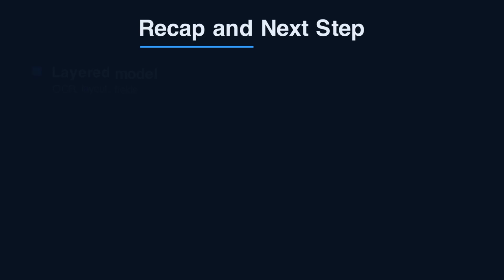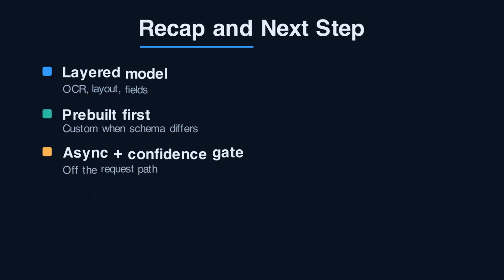So the mental model is 3 layers: OCR, then layout, then a document model that gives you named fields with confidence. Reach for pre-built models first. Train custom only when the schema doesn't fit. Run analysis asynchronously off the request path, and treat per field confidence as your gate to human review.